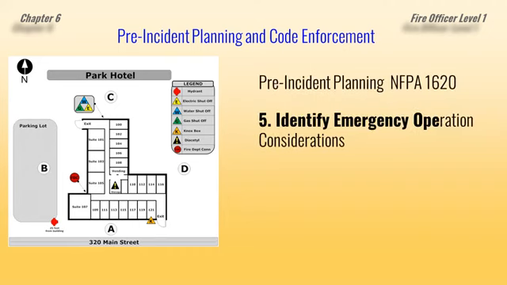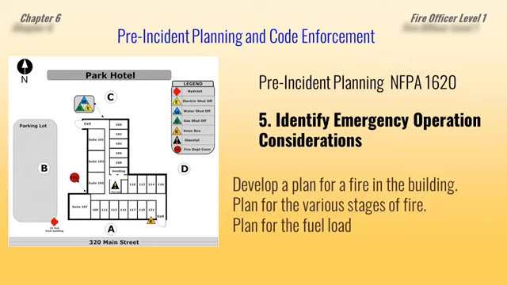Number 5, identify emergency operation considerations. In identifying emergency operation considerations, let's develop a plan for a fire in a building, a plan for the various stages of the fire. On the left we have a schematic of a hotel. It's telling us where the rooms are. It's giving us room numbers. So if we have a reported fire, or a reported smoke condition in a room, if we have this information available, we can pull it up and see where the room is in the complex.